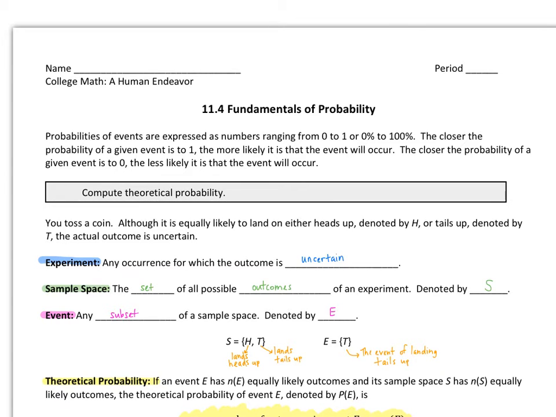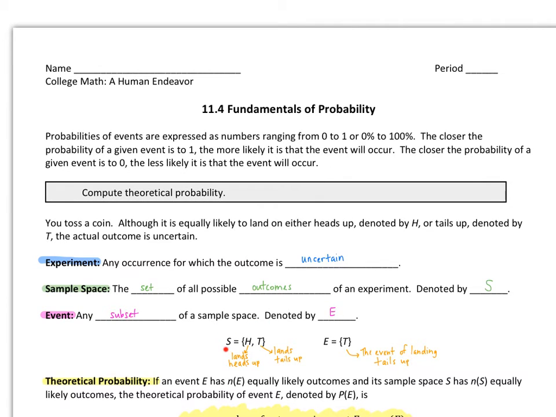So let's take a coin. You toss a coin, and although it is equally likely to land on either heads up, denoted by H, or tails up, denoted by T, the actual outcome is uncertain. So we're going to use some vocabulary. An experiment is any occurrence for which the outcome is uncertain. A sample space is the set of all possible outcomes of an experiment, and we call that S. And an event is a subset of a sample space, and we'll call that E.